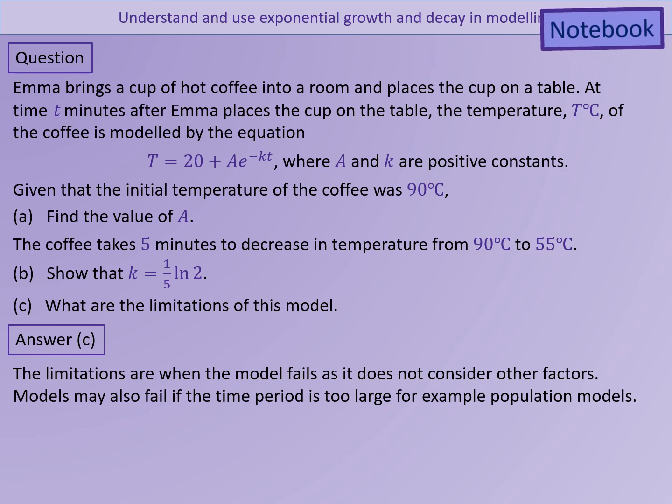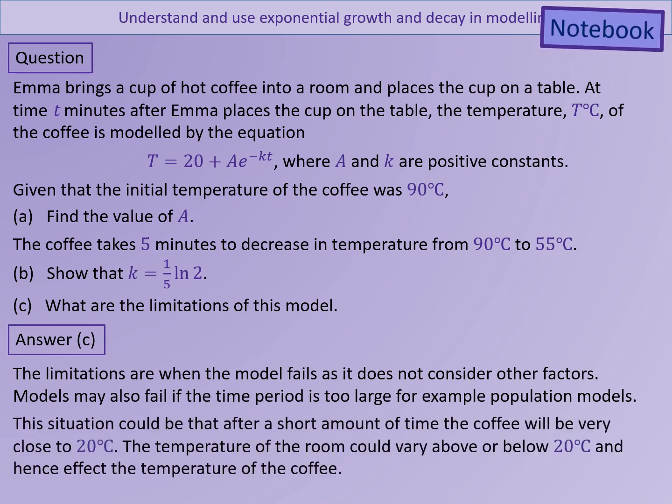So quite often, the model will fail when we are dealing with, for example, populations, because the model will indicate that the population is increasing, which of course can only happen up to a certain period of time. The population is not going to continue to increase forever. So this is what we talk about when we are describing the limitations of the model.